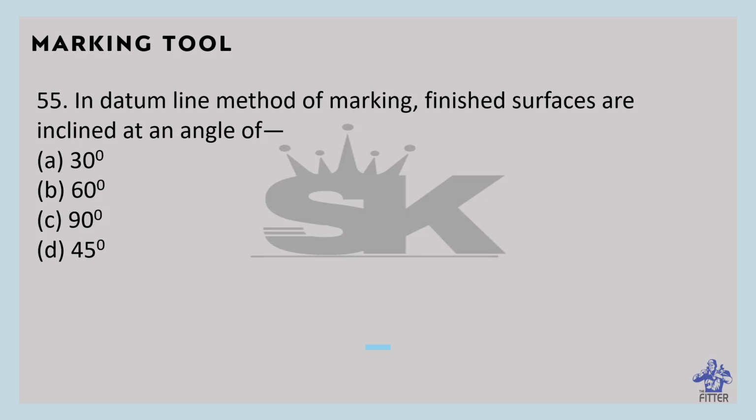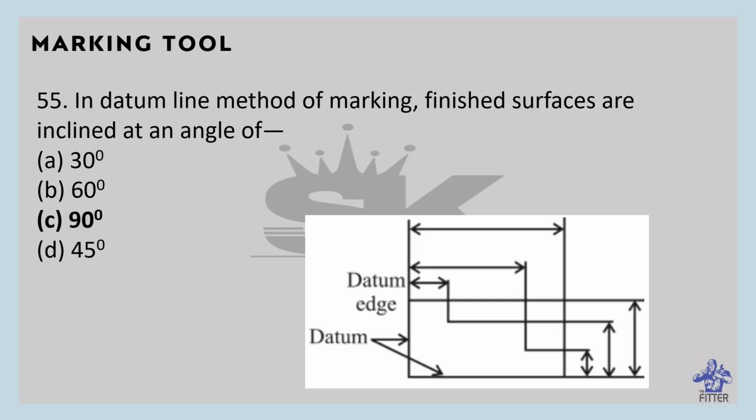In the datum line method of marking, finished surfaces are inclined at an angle of 90 degrees. You can see in the image, these two are the datum lines. This is the horizontal datum line, and this is the vertical datum line, just like an XY axis.